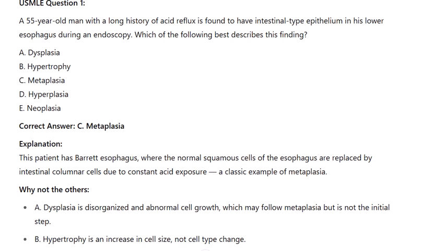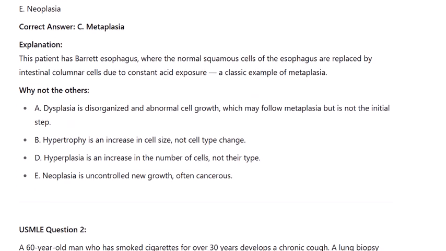Why not the others? A. Dysplasia is disorganized and abnormal cell growth, which may follow metaplasia but is not the initial step. B. Hypertrophy is an increase in cell size, not cell type change. D. Hyperplasia is an increase in the number of cells, not their type. E. Neoplasia is uncontrolled new growth, often cancerous.